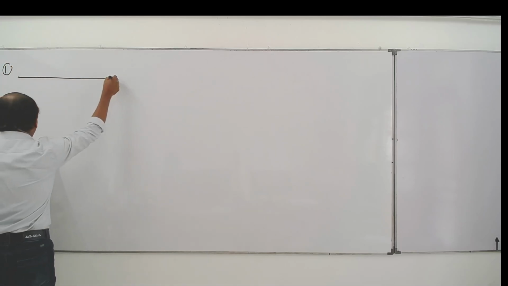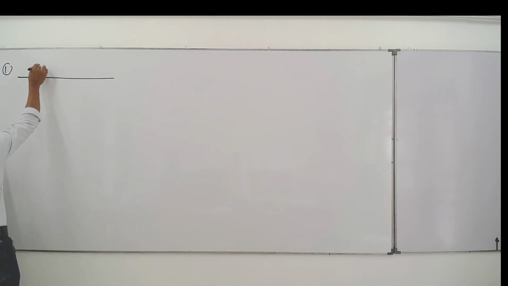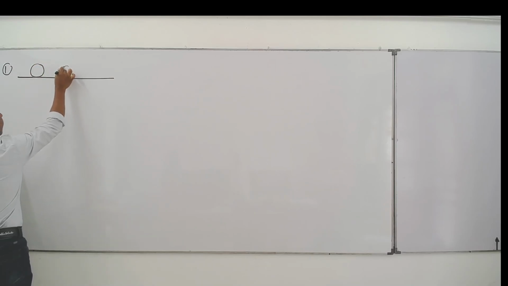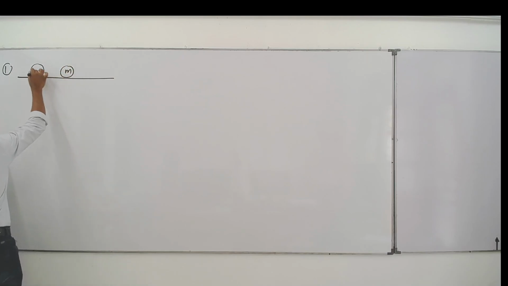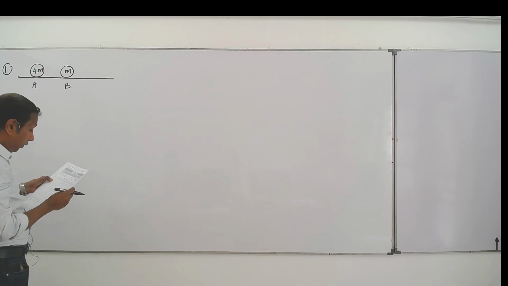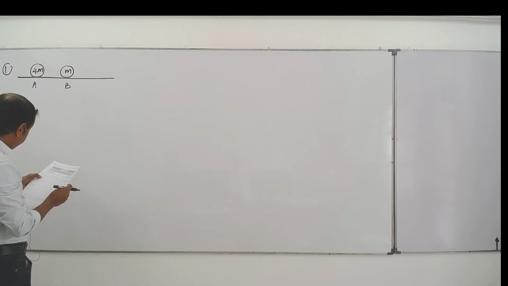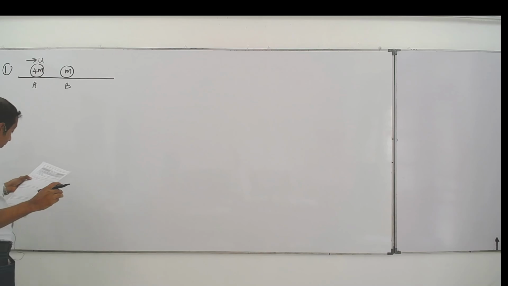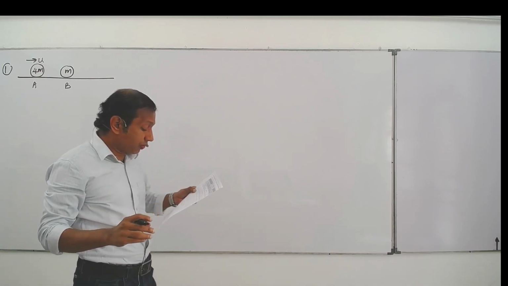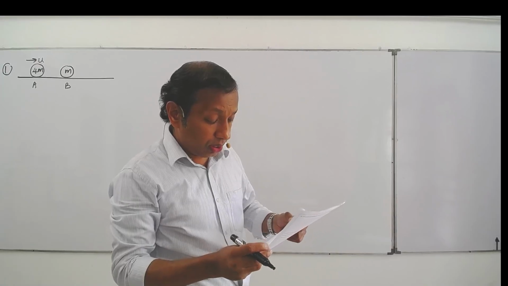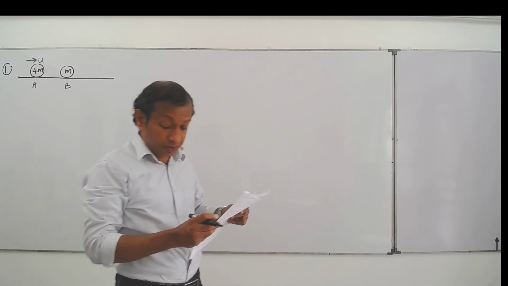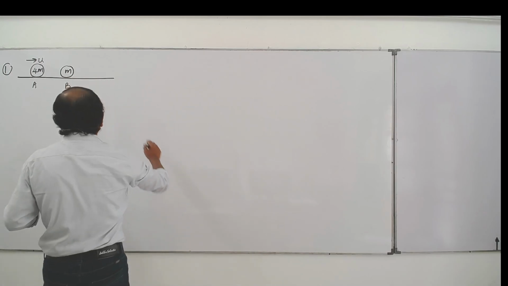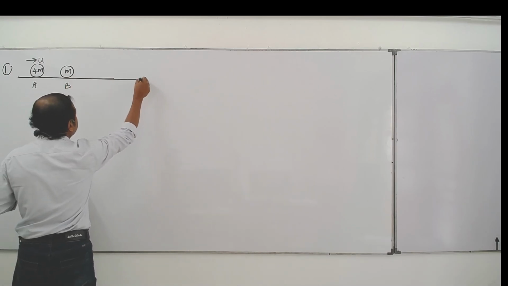Right, 4m, m, A, B. And the ball A is given speed u, such that it collides with B. If the coefficient of restitution between the balls is e, show that the speed of A after collision is this much. Okay, so this is just before the collision.